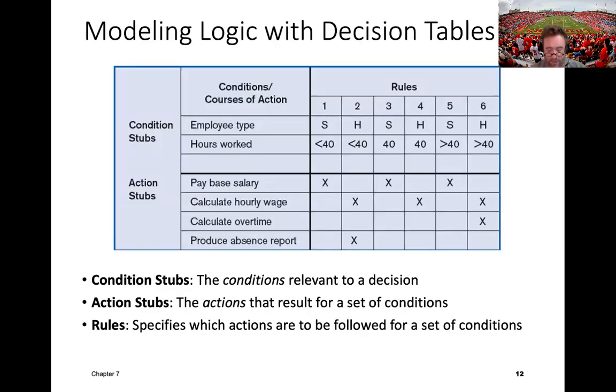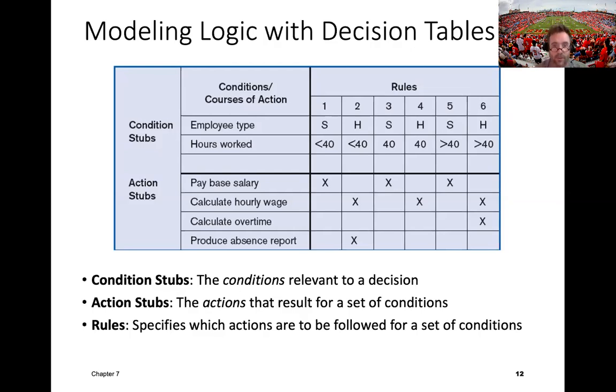We also went through this thing of modeling logic with decision tables. Hopefully you remember this. In this example, a payroll information system, we're trying to work out what actions the information system takes depending on the conditions, the actions, and the rules. So what are our definitions? Condition stubs: the conditions relevant to a decision. Action stubs: the actions that result for a set of conditions. And then the rules: which actions are to be followed for a set of conditions.